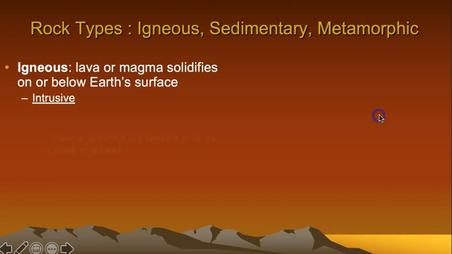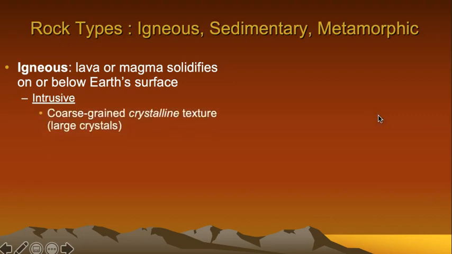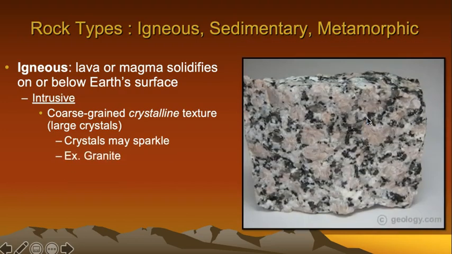They are characterized by a coarse-grained crystalline texture, where mineral crystals large enough to be recognized without a microscope are visible. Cleavage surfaces may cause these rocks to sparkle in light. The common rock granite is a good example of an intrusive igneous rock.